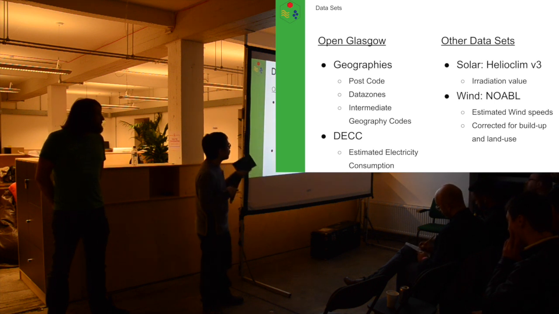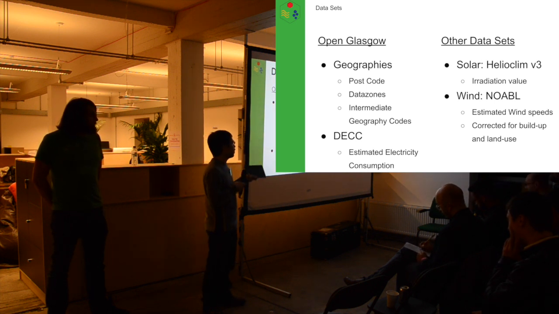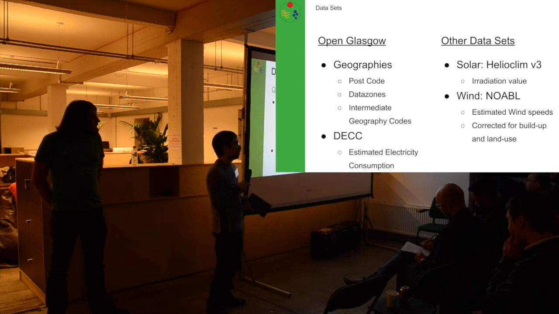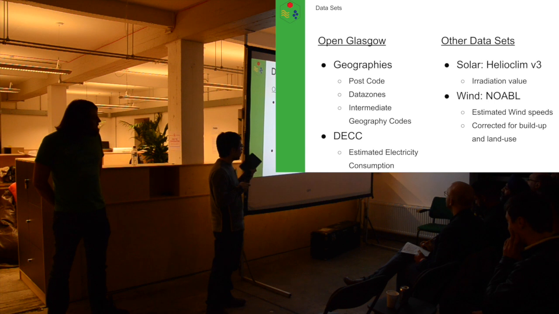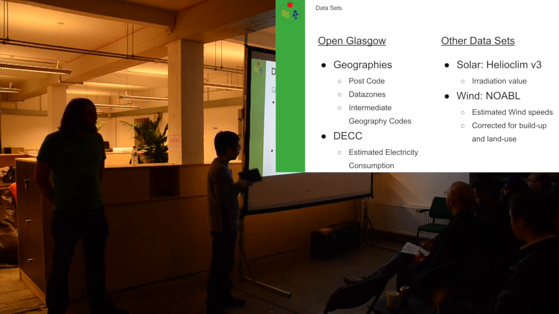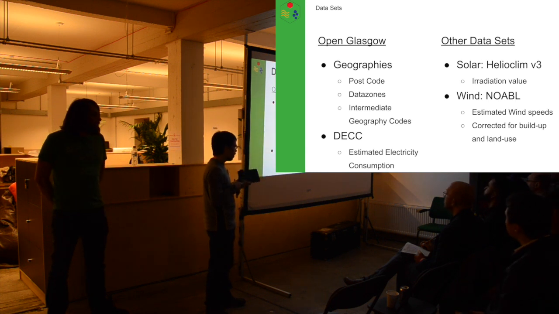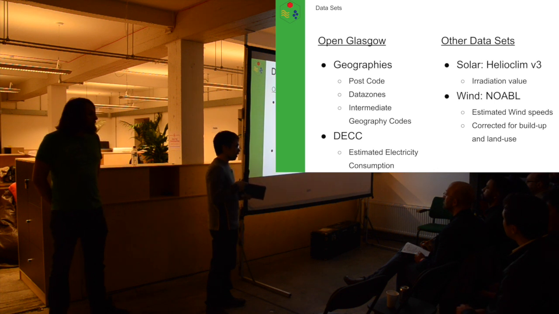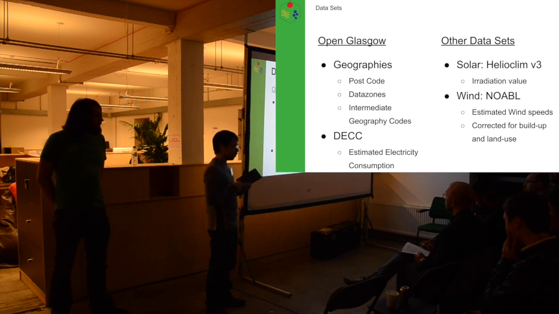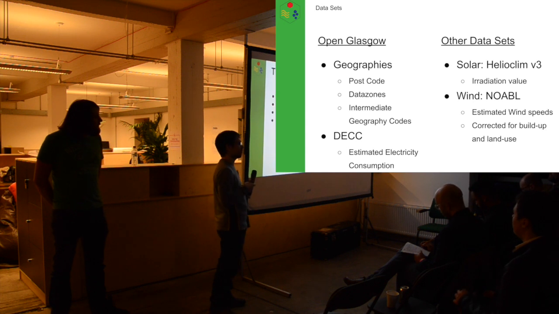And then we also pulled solar data from the HelioClim data sets and wind data from, I cannot remember the name, but we were able to apply corrections to the wind data sets for being in urban locations, because lots of the tools that you can use to find out your wind power generation don't account for that. So it's a nice little extra for us.